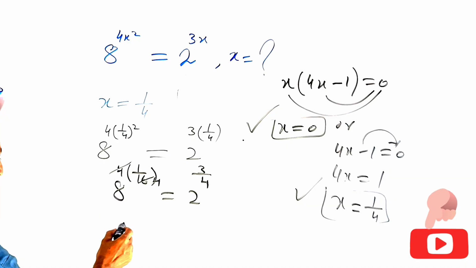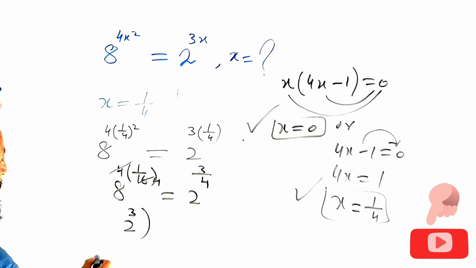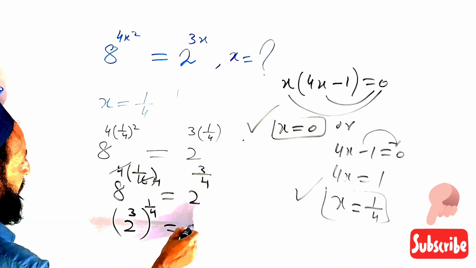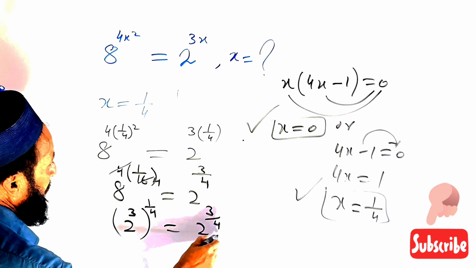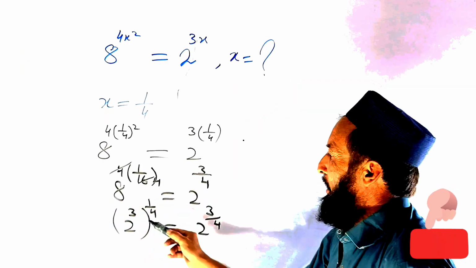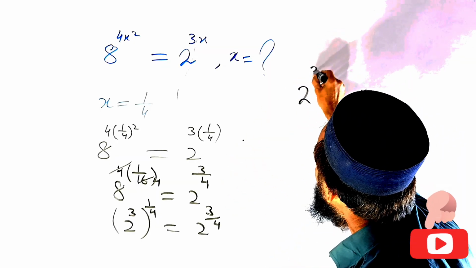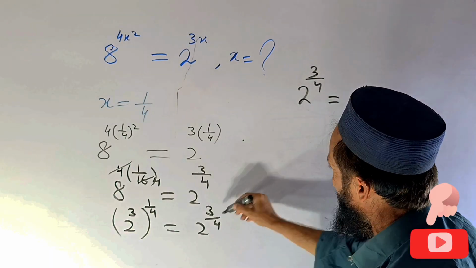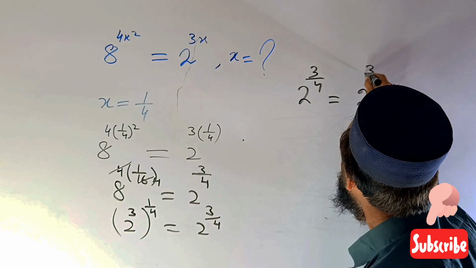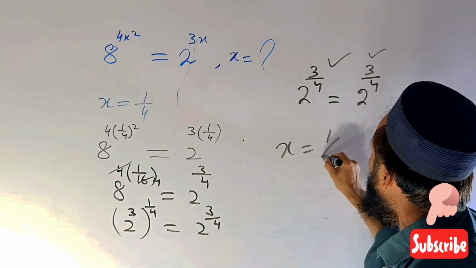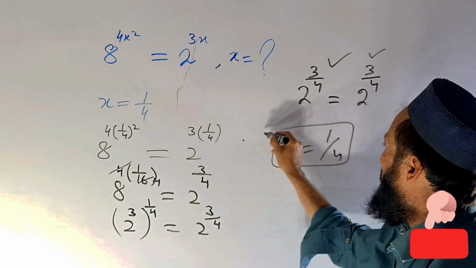Now again we can write 8 as 2 exponent of 3. We get 2 exponent of 3 into 1 by 4 is equal to 2 exponent of 3 by 4. By the exponent rule, we multiply the exponents. So 2 exponent of 3 by 4 is equal to 2 exponent of 3 by 4. Both are the same. So x is equal to 1 by 4 is the other root of this exponential equation.